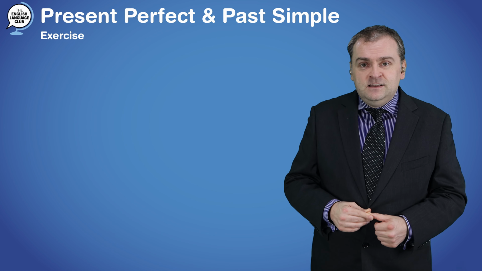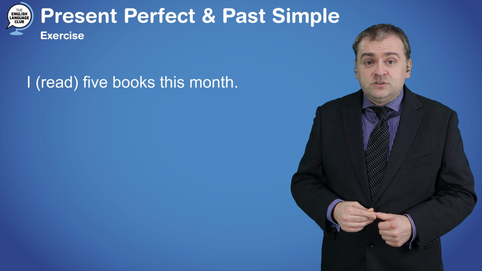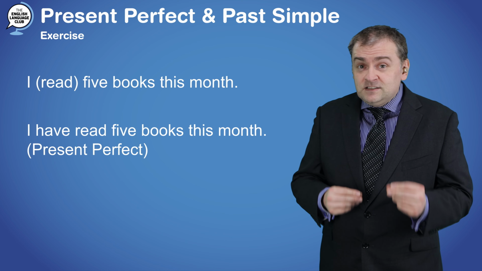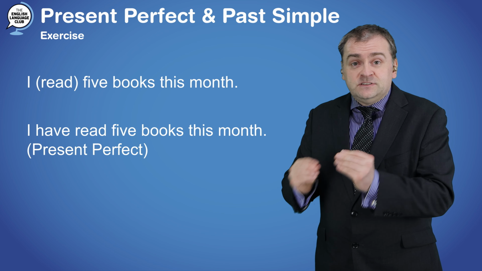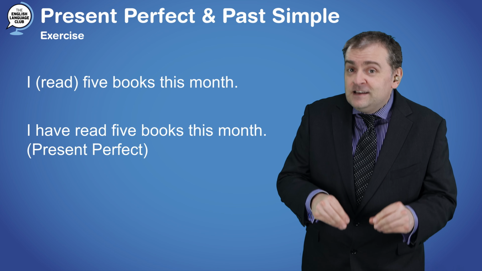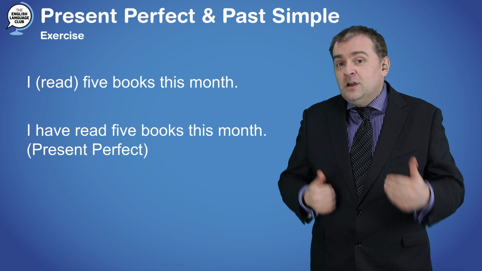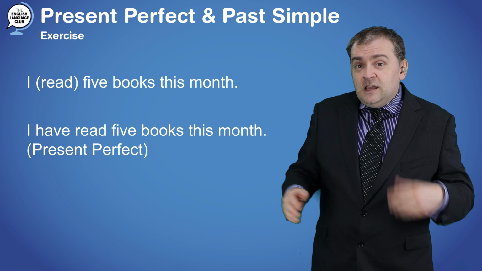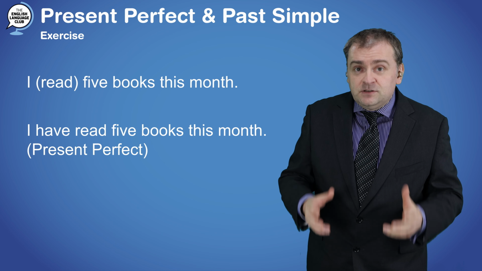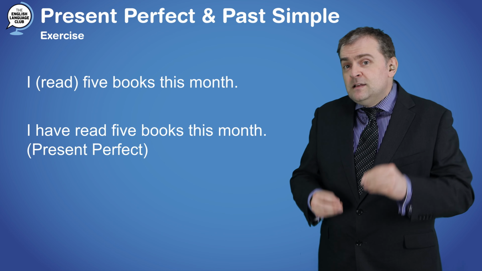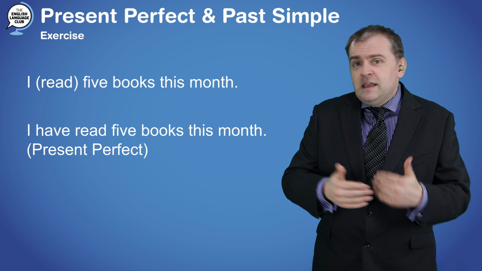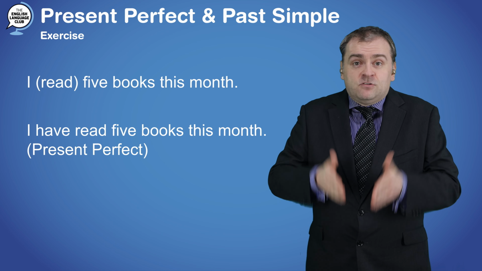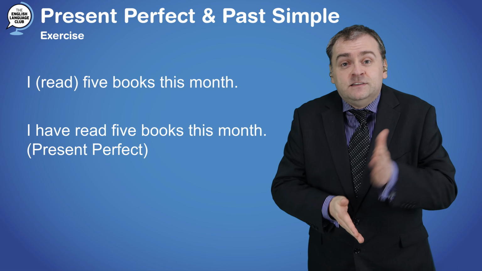Here's the next question. I read 5 books this month. The answer is I have read 5 books this month. Present perfect. This is a tricky one. We know this is present perfect because this month is not over yet. If it was last month, we would have to use past simple. But because this month is not over yet, we might end up reading more. So really, we're talking about the current moment, this month up until now.